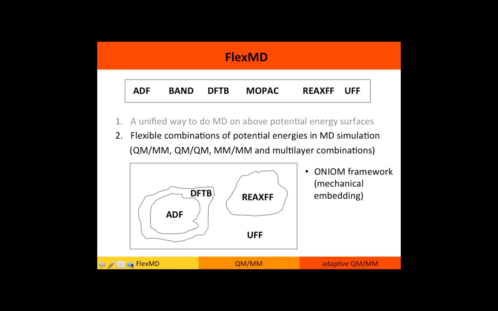And we do all this just within the ONIOM framework, which means that it's all mechanical embedding. So at this moment we don't have electrostatic embedding implemented, meaning that the partial charges of the MM atoms are not included in the QM Hamiltonians at this moment.